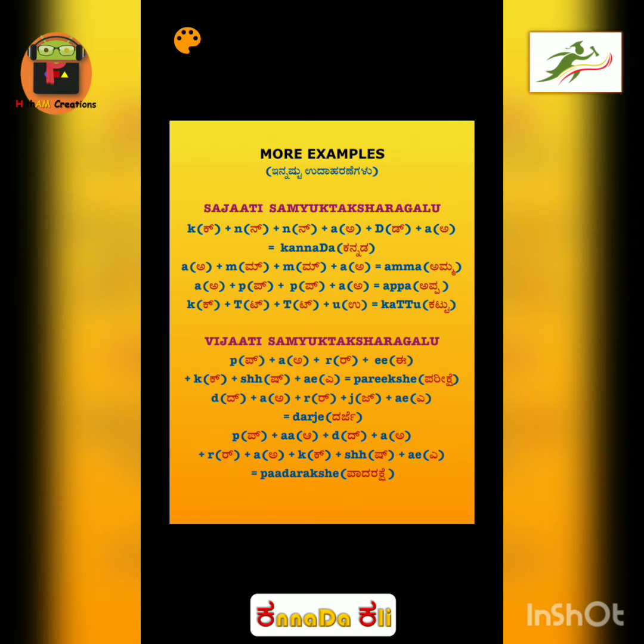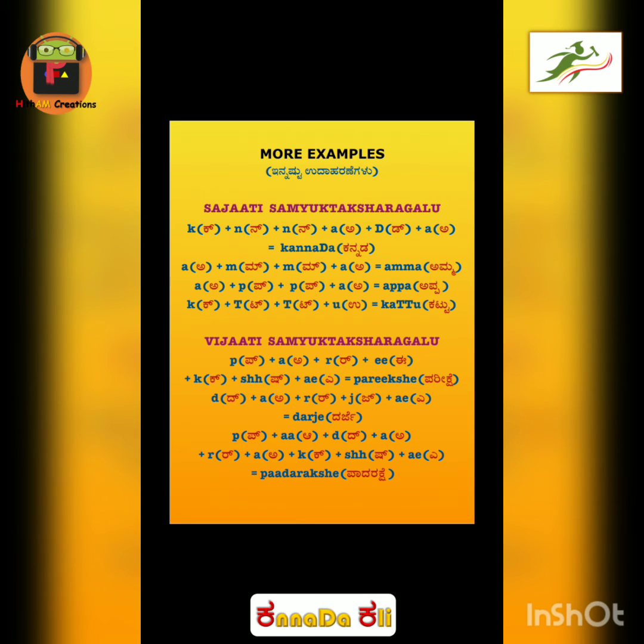The word Kannada itself is a Sajati Samyuktakshara, right? Because N and N get combined. So if you split it, K plus N plus N plus A plus D plus A. This is Kannada. Now let's try one Vijati Samyuktakshara also. The first one is Parikshe. Pretty huge word. So P plus A, which is pa, R plus E, which is re, K plus Sh plus E, which is kshe. So the end result is Parikshe.